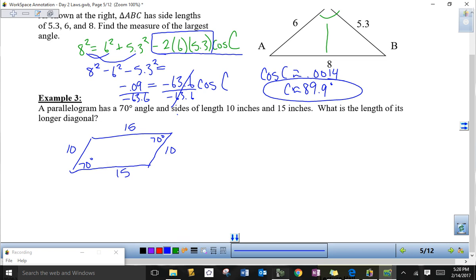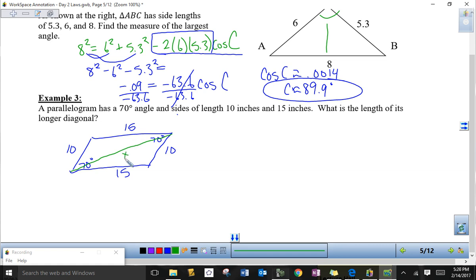In a parallelogram, the longer diagonal will be the diagonal that connects the acute angles every single time. Okay, they won't be the same length. You can't always rely on your picture, especially if your sketch looks as bad as mine. Okay, it will always, always be the one that connects the acute angles. Okay, so we want to know the length of that.